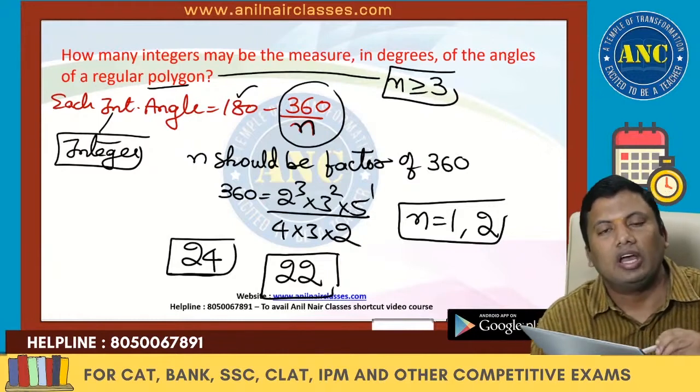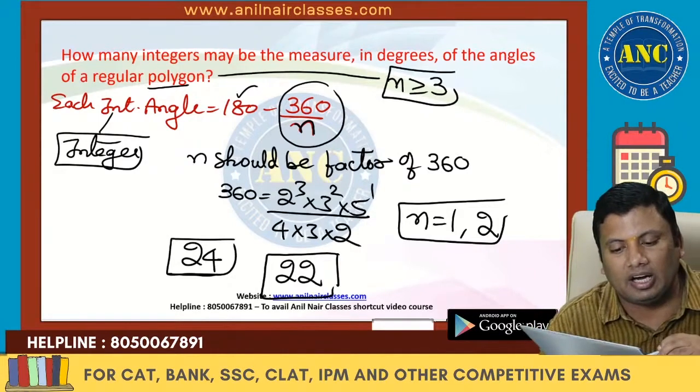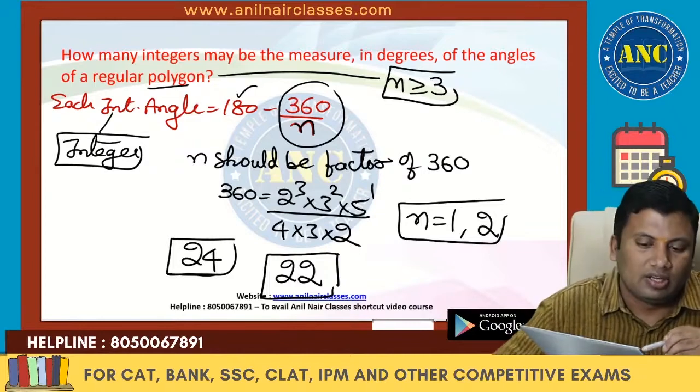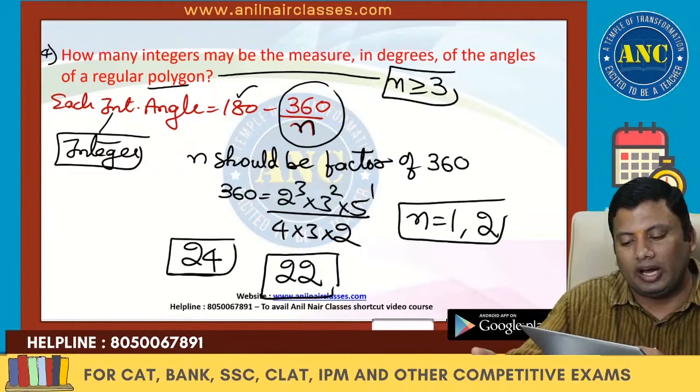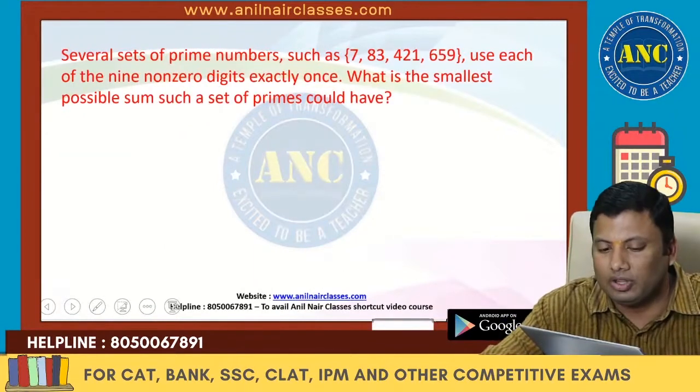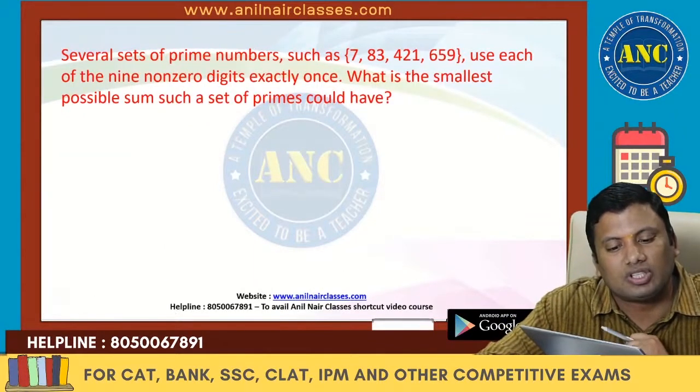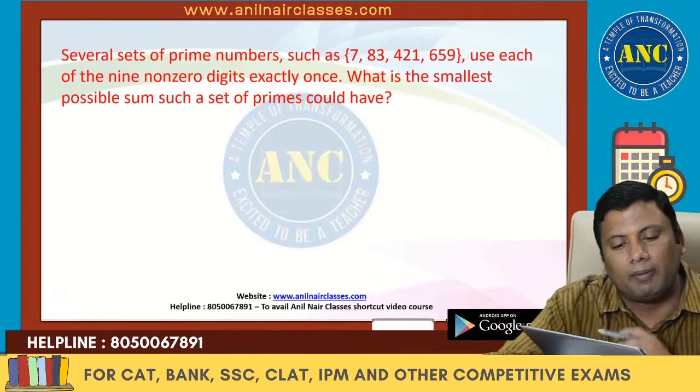Why? Because a closed figure with n greater than or equal to 3 sides is a polygon. So the fourth question is based on geometry. I hope the idea is clear. Next one. This is a beautiful question, sir. The most repeated concept from the number system.